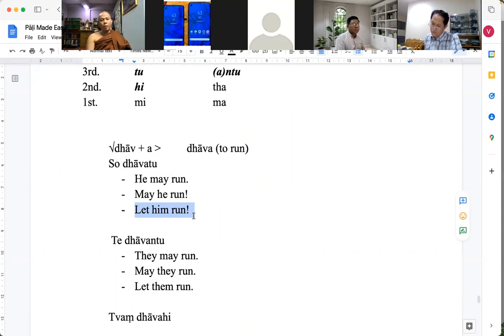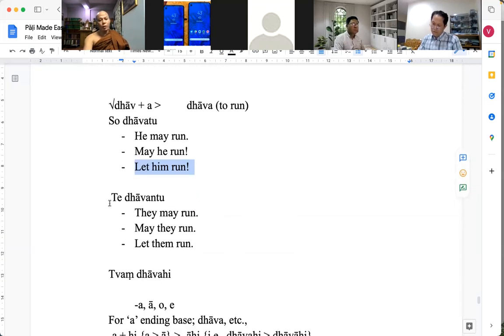One of them is okay, actually, to translate a Pali verb into English, but we need to know all of the ways, all of the methods. When we see, maybe, in English, let him run, at that time we need to understand, oh, that is dawa tu. Or may he run also, dawa tu. Or he may run also in Pali, dawa tu. That's vice versa, English into Pali or Pali into English. So all of these three ways are important to know.